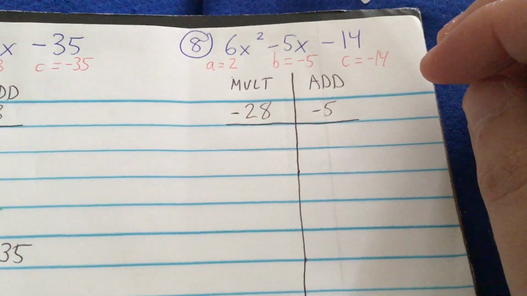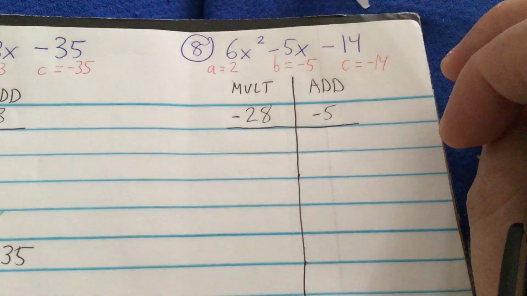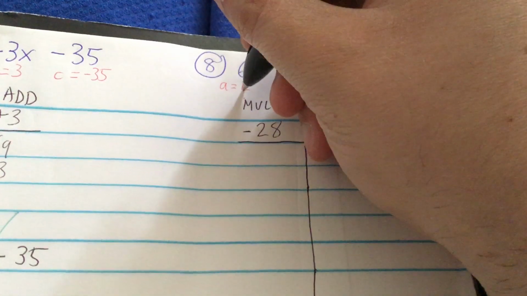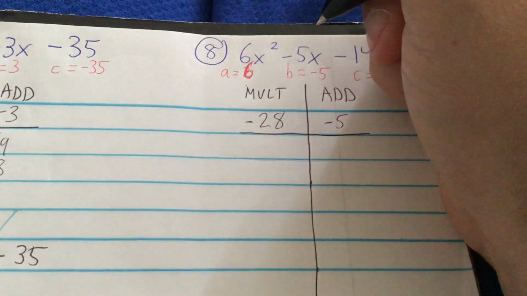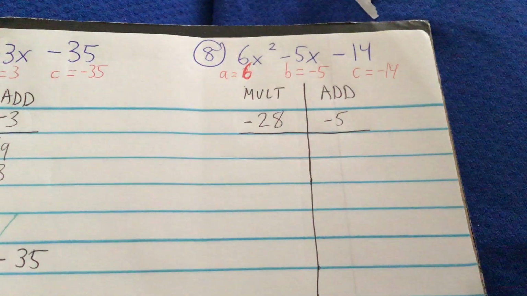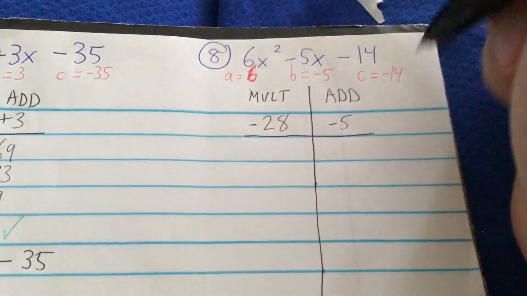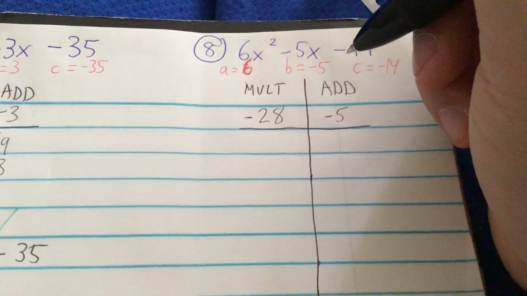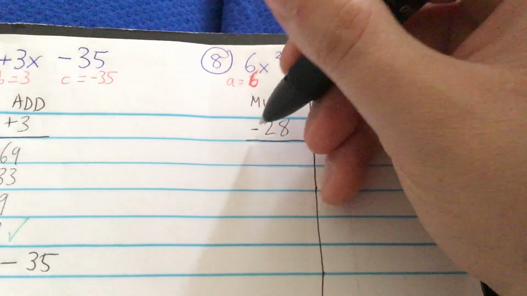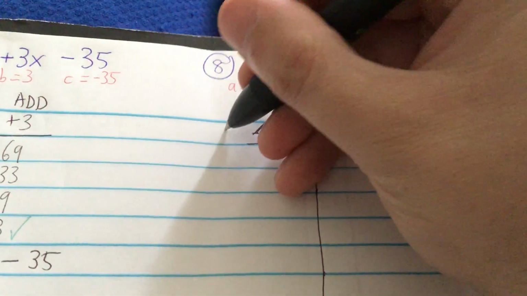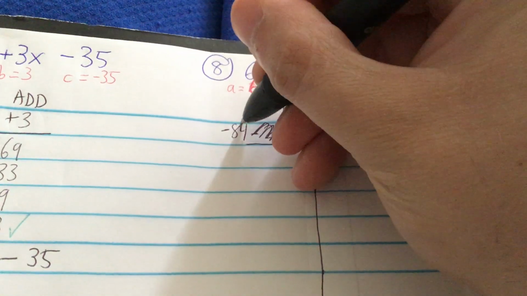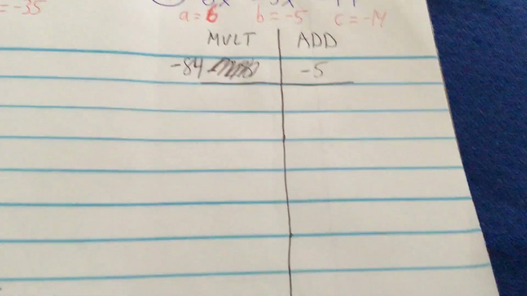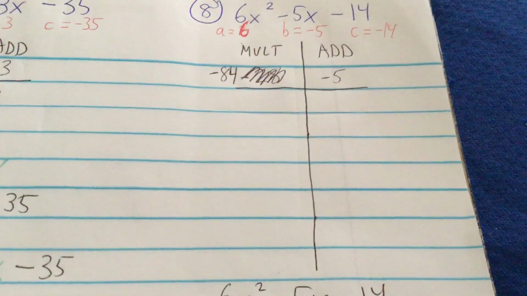Well, a times c... my bad, a is 6. I was like, wait a minute, I don't think that's possible. So 6 times negative 14 is negative 84. So I need two numbers that multiply to negative 84 and add to negative 5. I apologize for making that such a scribbled mess. Anyway, let's make this little table.